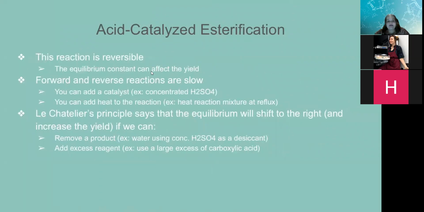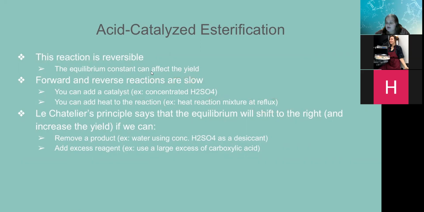Awesome. So let's get a little bit into the reaction now. This is a reversible reaction. If something is reversible, it happens kind of slow. So we do a lot of things to fix this. We add catalysts, we add heat. The catalyst we used in this reaction was concentrated H2SO4, sulfuric acid. Or you can add heat, which we also did. We used a reflux in this case, and that can also speed up the reaction a bit.